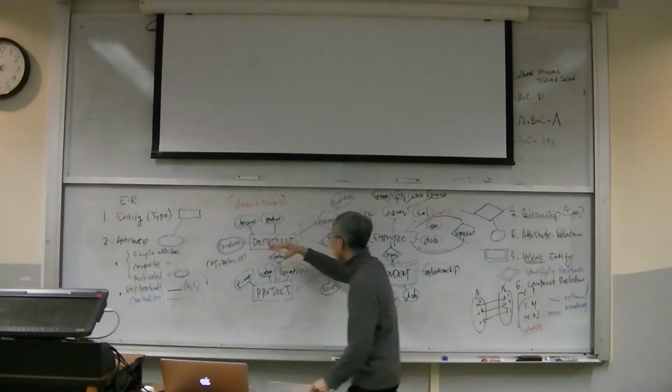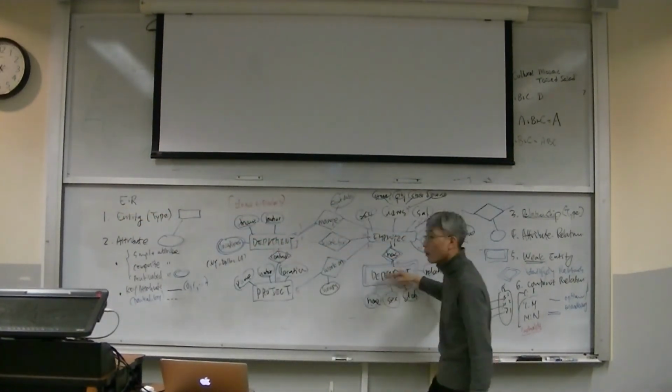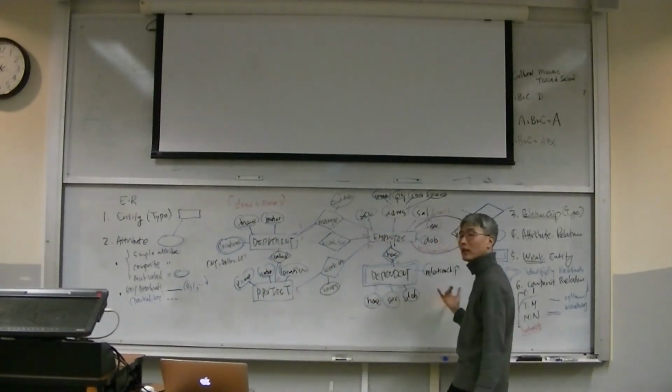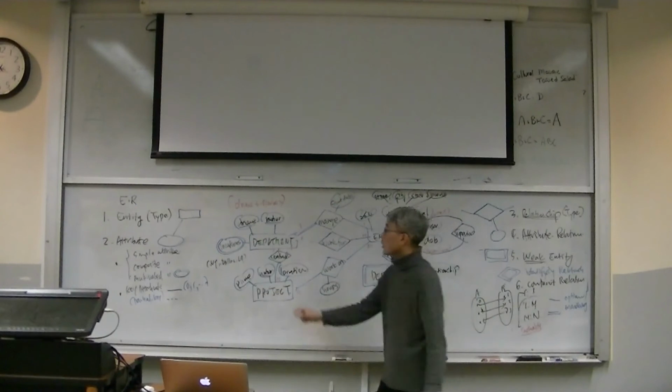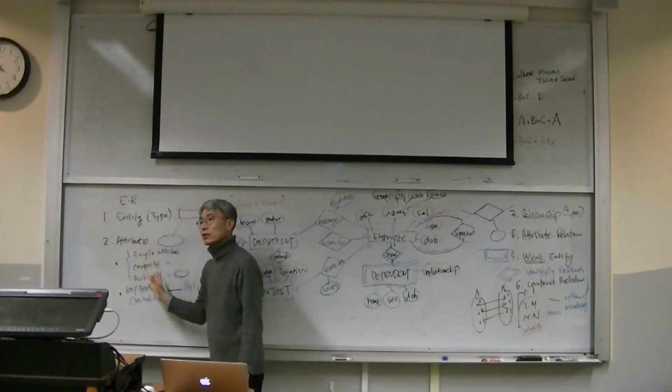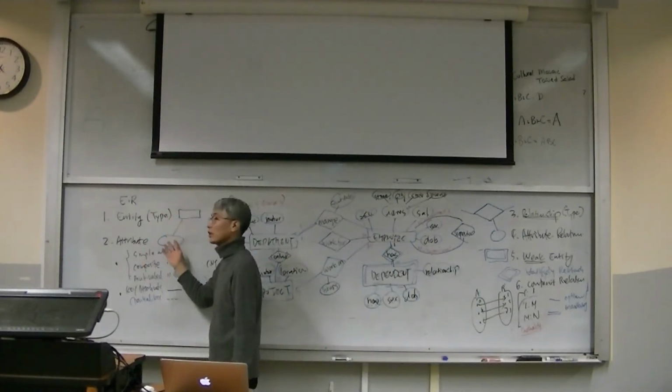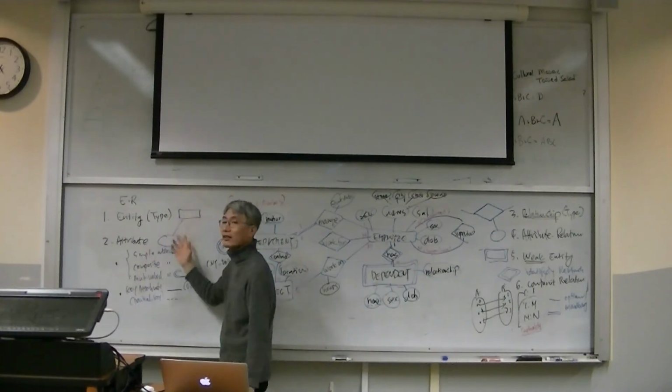The first step is to identify entity types from entities. So this is an entity, this is an entity, this is a weak entity, in case you cannot identify the key. Then to represent such a model, we are going to use a diagram. This is called the ER diagram.